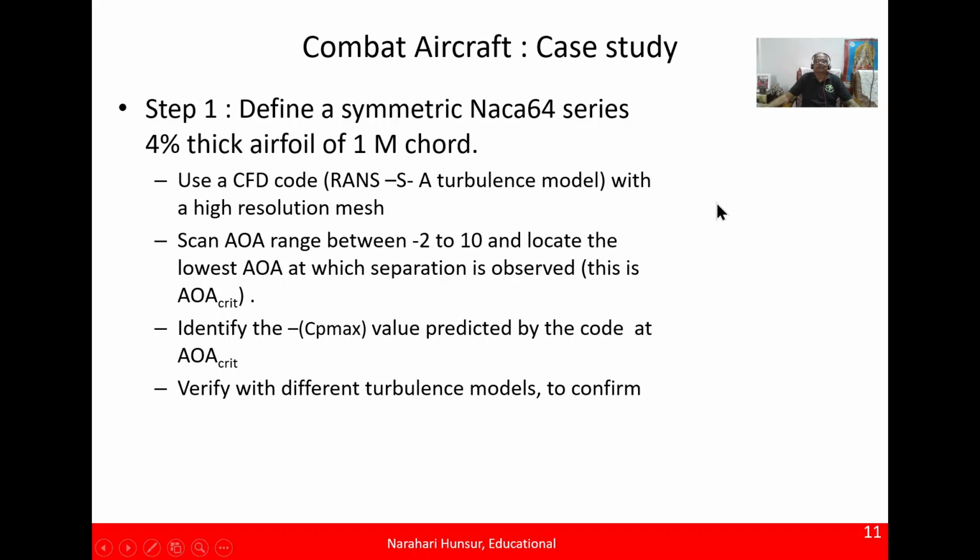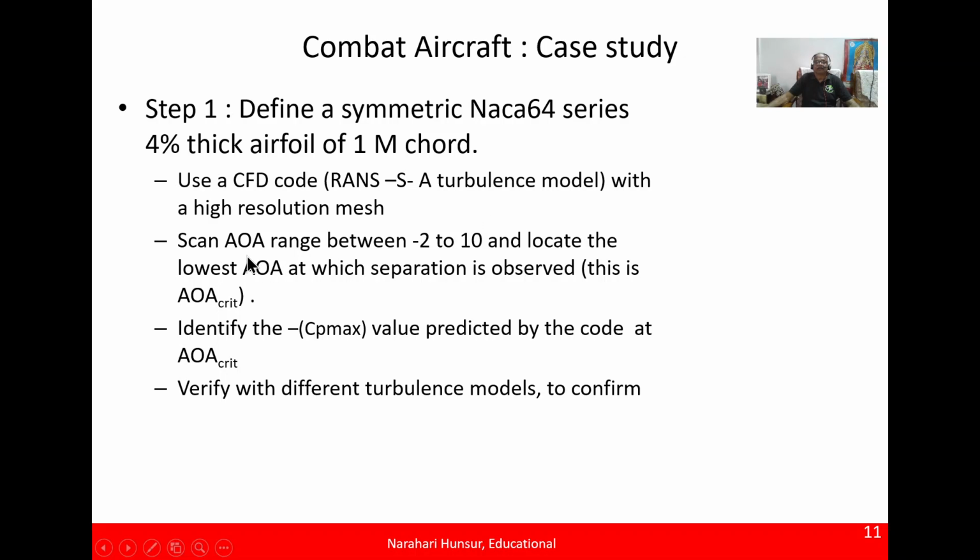First step is to define, let's say, a symmetric NACA 64 series, 4% thick airfoil of 1 meter chord. 4% because, as I said, it's a combat aircraft, and all of them usually are 4% or less, because any higher would lead to terrible drag at subsonic or transonic conditions. So typically 4% and less is what is used in a combat aircraft airfoil. Use a CFD code as I mentioned, RANS turbulence model with a high resolution mesh, because it's only an airfoil, you can afford to do that. You can have multiple runs with a 2D.